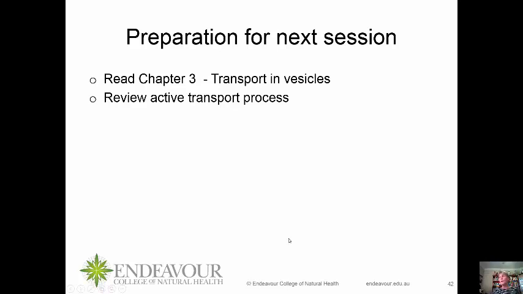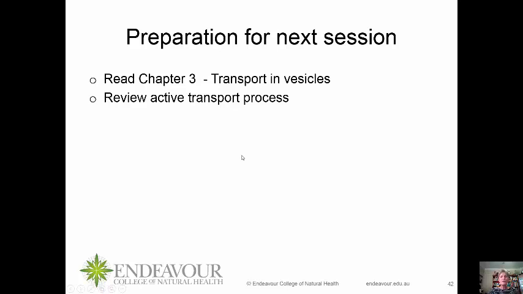Preparation for next session: you need to read chapter 3 and look at transport in vesicles, because we're going to cover the third type of transport across the plasma membrane, which is vesicular transport. Also review your active transport process, because vesicular transport requires active transport. You can also go to your tutorial and complete activity 3 and activity 4, making sure you take notice of the diagrams in the tutorials, because they're very important to understand and label.